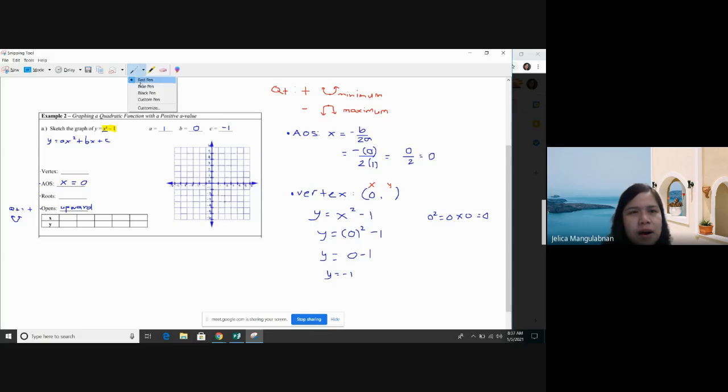Yay! We got the y value, which is negative 1. There you go. So we can now write the vertex, which is (0, negative 1). Don't forget the comma, because if you do not use the comma, it will become 0 minus 1. That is wrong. Okay? Thank you so much for your responses. At least you try to solve it. Good job. You're doing a good job.